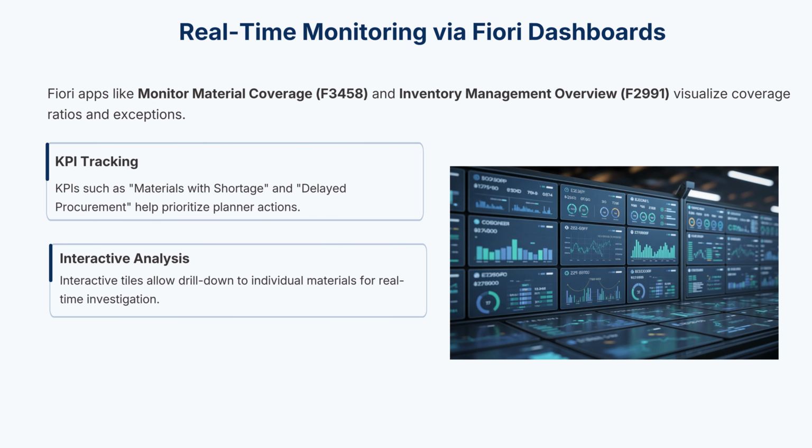Real-time monitoring via Fiori dashboards. The Monitor Material Coverage F3458 app gives planners a visual summary of shortages and critical items. Interactive KPIs like materials with shortage or delayed procurement help prioritize actions. You can filter by plant, MRP controller, or material group, then drill into problem items for immediate correction.